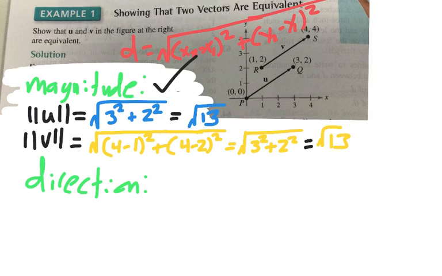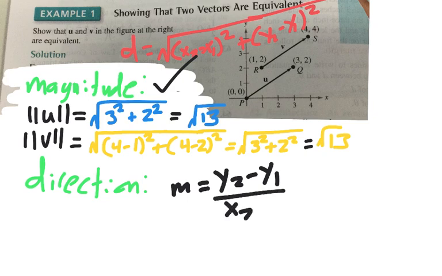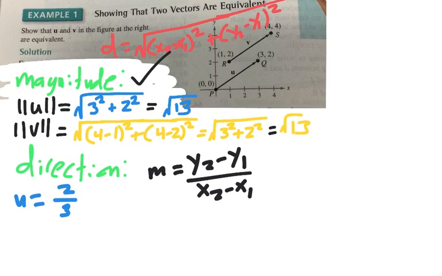So the slope formula, in case you've forgotten, is y2 minus y1 over x2 minus x1. So first, let's find the direction of u. The slope of u would be 2 minus 0, which is 2, over 3 minus 0, which is 3. So the slope of u is 2/3.